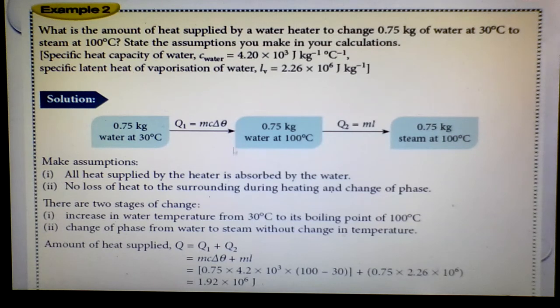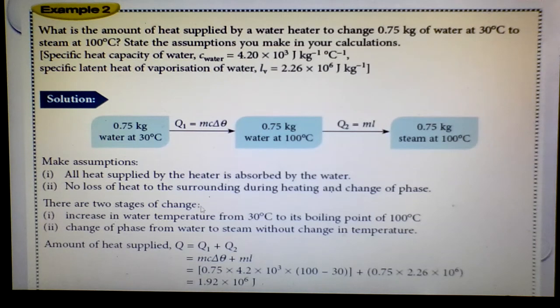So there is an increase in temperature from 30 to 100. And then 100 degrees Celsius is the boiling point. So here, heat is absorbed to change water to steam. The heat involved here is the latent heat of vaporization. So there are two types of heat involved here. The total energy, or the amount of heat supplied, is equivalent to Q1 plus Q2. Assumption made: all heat supplied by the heater is absorbed by the water. No loss of heat to the surrounding during heating and change of phase.